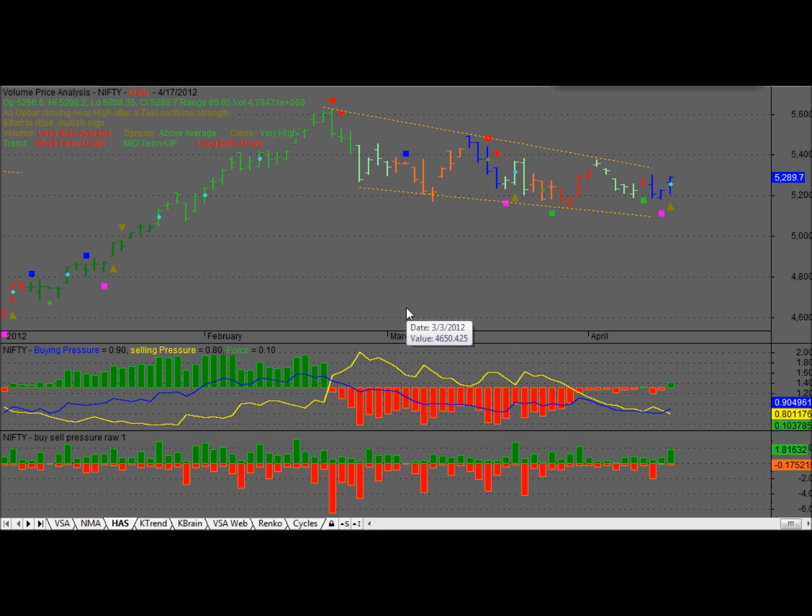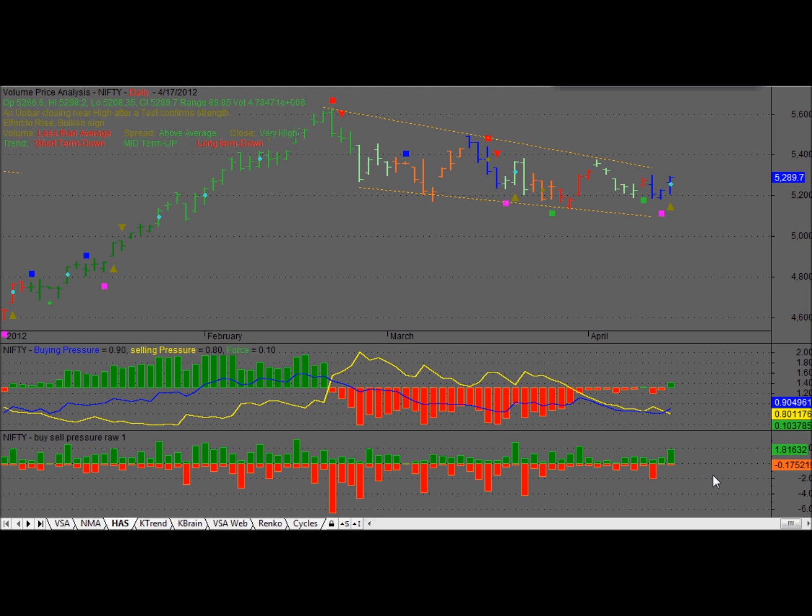Here I have the BPA chart with two indicators. The upper indicator is the smooth buying and selling pressure indicator. Here the blue line is the buying pressure and the yellow line is the selling pressure. The histogram is the difference between the two.